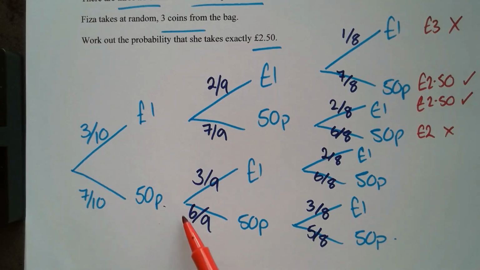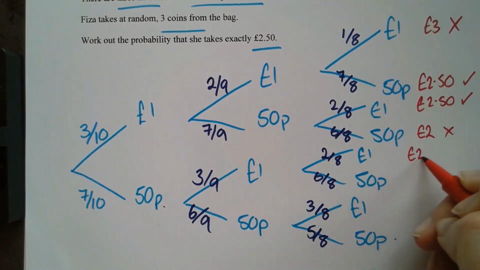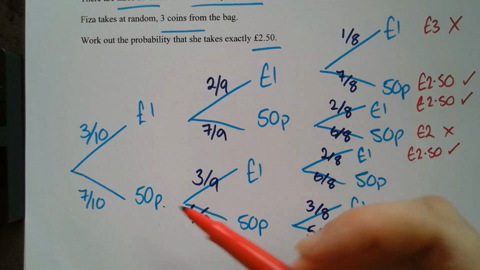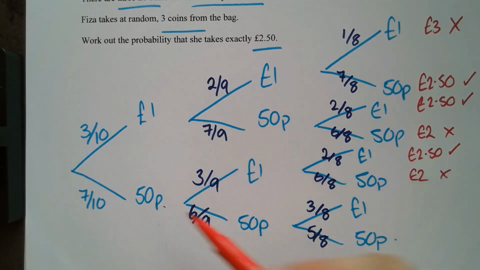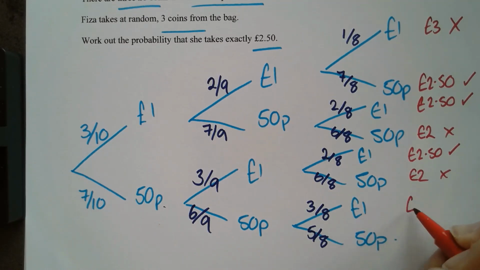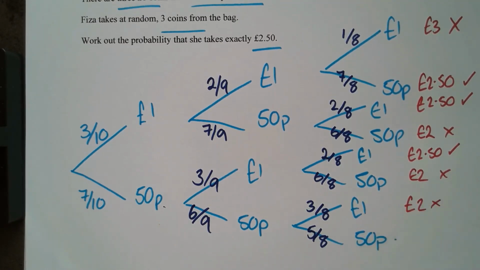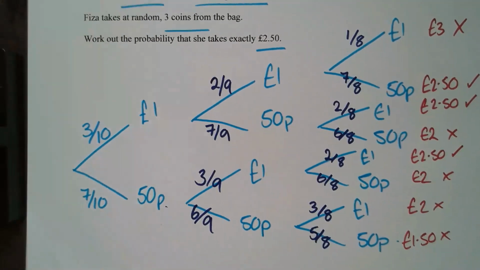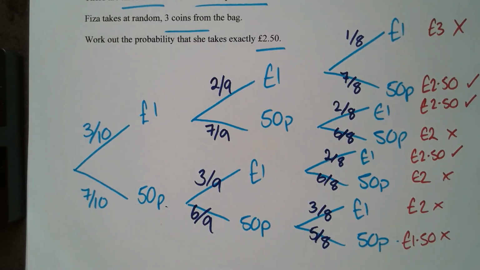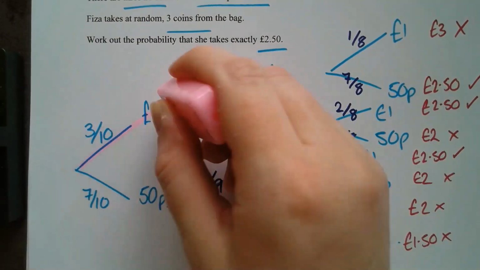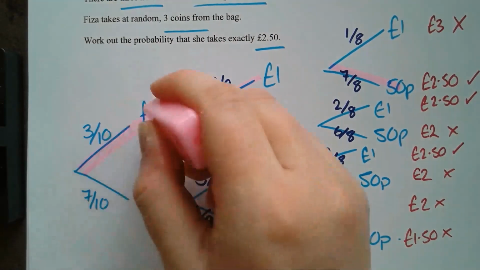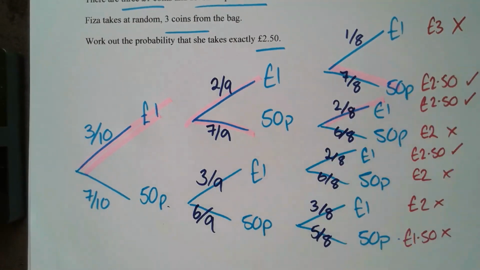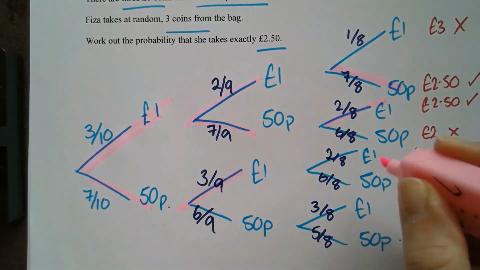The next one, 50p plus a pound plus a pound, gets me £2.50, which is exactly what I was after. 50p plus a pound plus 50p is going to get me £2, which is not what I want. 50p plus 50p plus a pound is going to get me £2 again, which I'm not bothered about. 50p, 50p and 50p gets me £1.50, which I'm not bothered about. So the pathways I want to take look like this. Or I could take this one. Or last but not least, I could take this one.